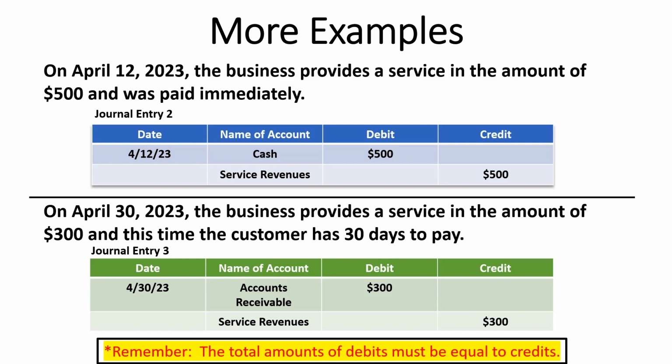Next example. On April 30th, 2023, the business provides a service in the amount of $300, and this time the customer has 30 days to pay. How do we do that? So we put the date down. The two accounts are going to be accounts receivable and service revenues. So the first account affected is going to be a debit of $300. And service revenues is going to be a credit of $300. And you know that the debits must equal the credits.